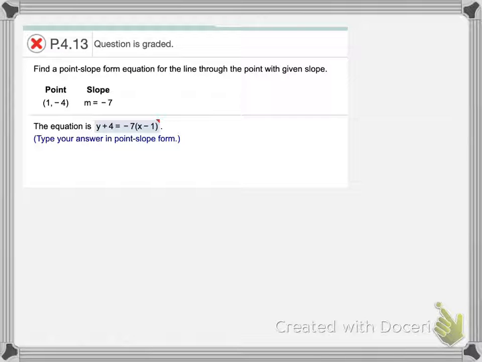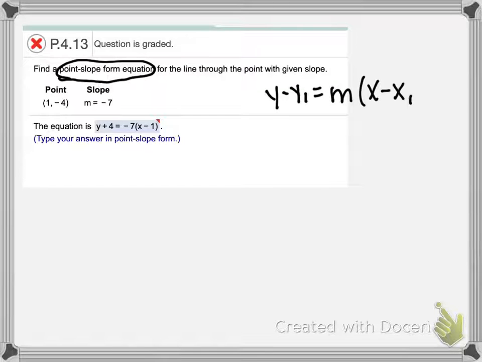Alright, for the next one, it says find the point slope form of the equation. So point slope form is y minus y1 equals m times x minus x1. Point slope form is just a different format so that you can actually plug a point in when given a point and a slope. So in this situation, I've been given the point and I've been given the slope. So my y1 is -4 and my x1 is 1. So I'm going to plug that information in.